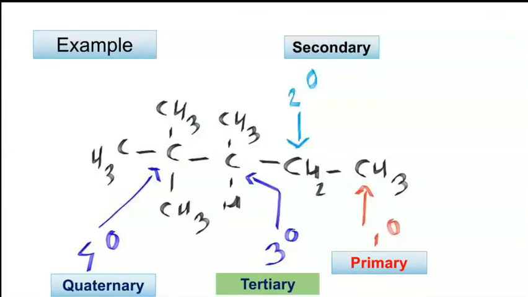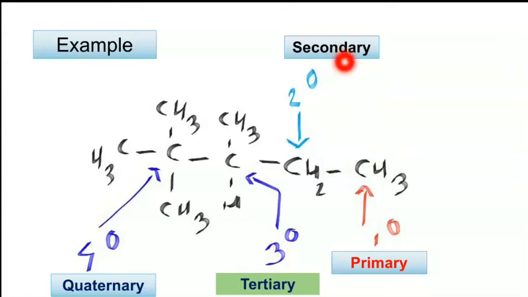Here is an example for classification of carbon atoms, how to identify the carbon atom. So this is a complex structure. In this complex structure, you have to see the structure first and then see the various attachments up to the carbon atom. If you see the first carbon atom, this carbon is bound to one other carbon atom, hence this carbon will be the primary carbon atom.